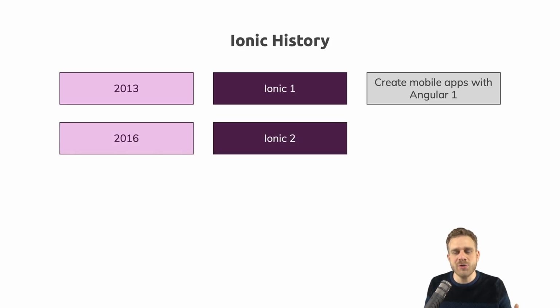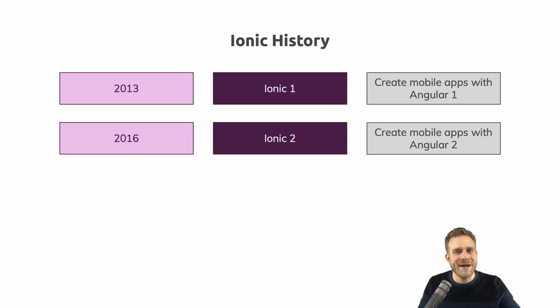Now, Ionic 2 continued this in 2016 by giving you the same for Angular 2, which was a brand new version of Angular, which is totally different to Angular 1. The two have basically nothing in common indeed. So Ionic 2 gave you again Angular components, not web components, Angular components. And again, therefore, you could only use Ionic 2 in Angular 2 applications.